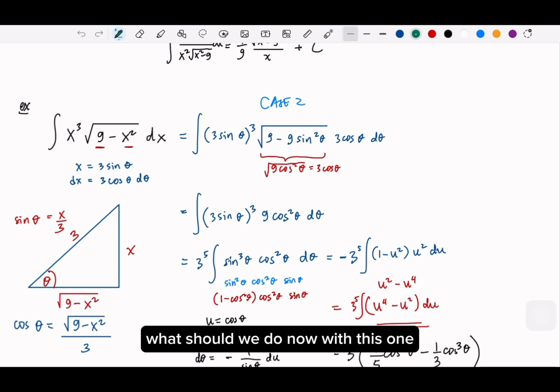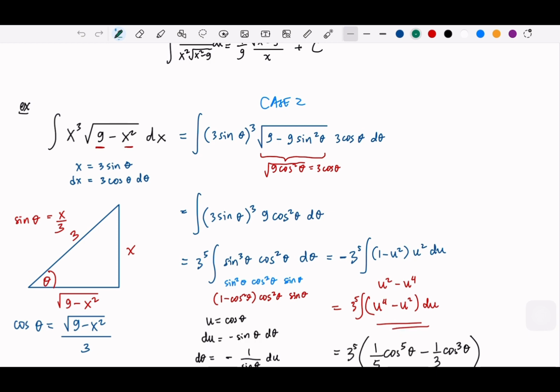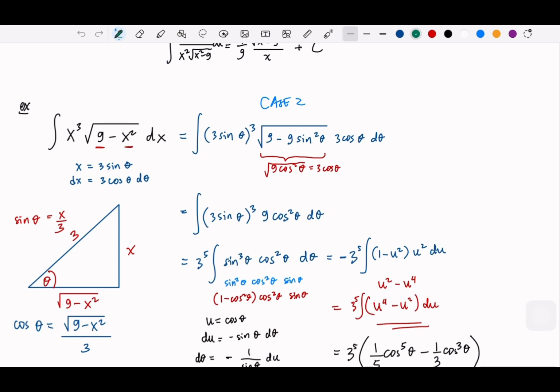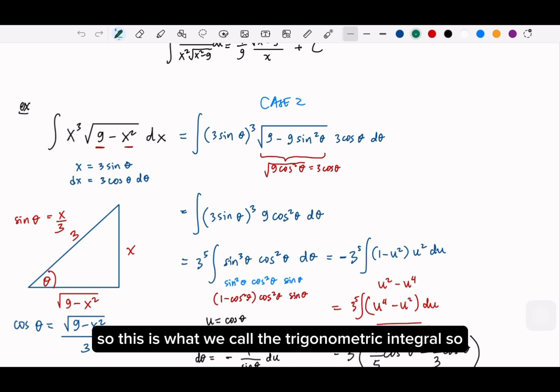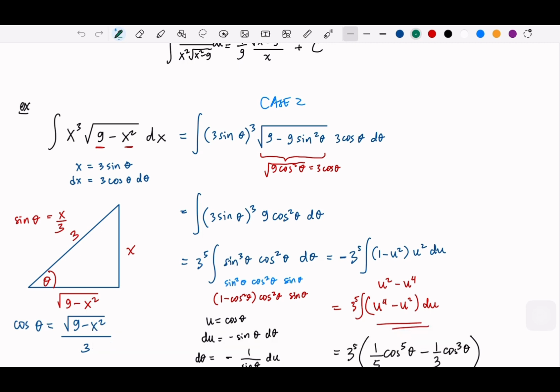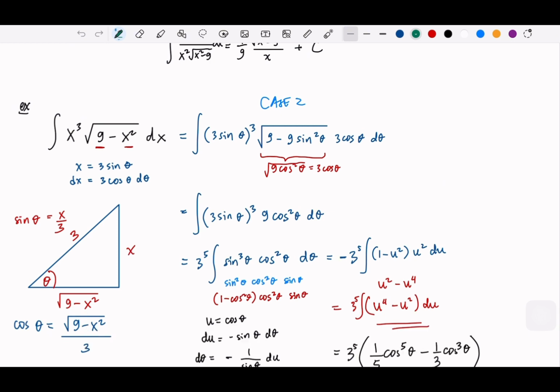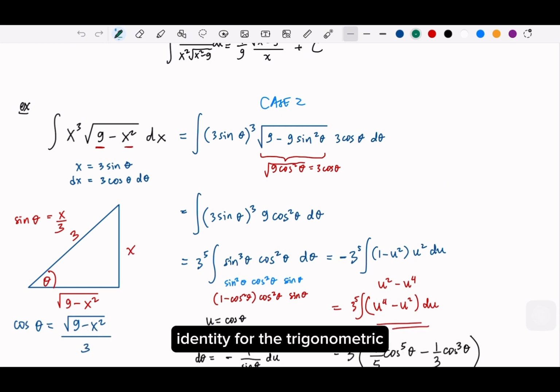What should we do with this one? This is the last week before the quiz. So this is what we call the trigonometric integral. The idea is still the same. We are going to check within our identities for the trigonometric.